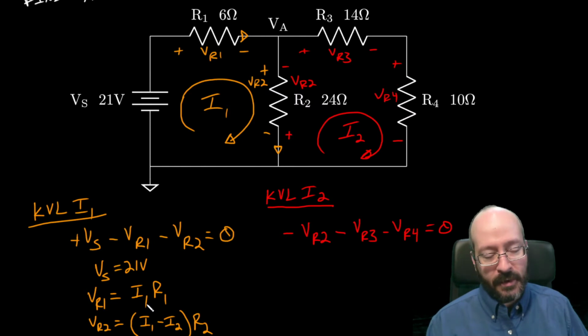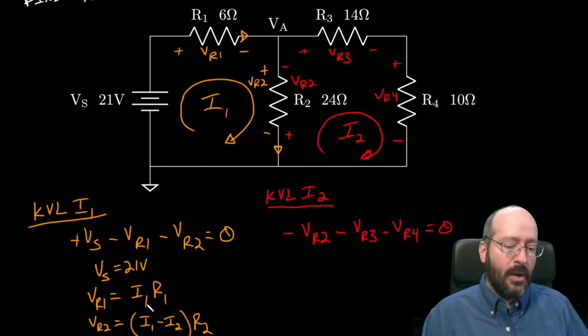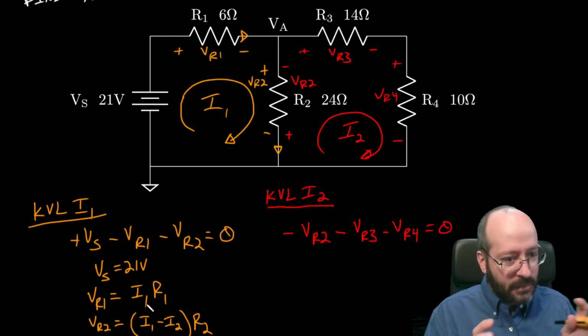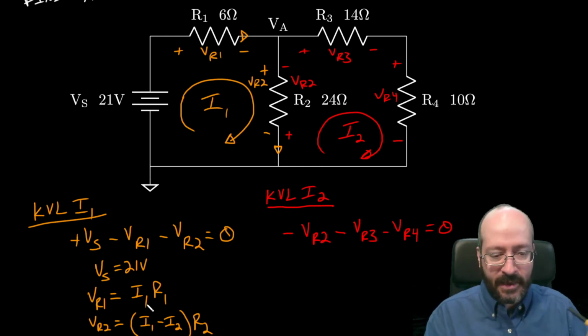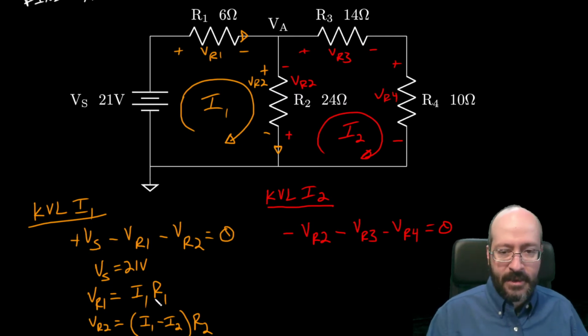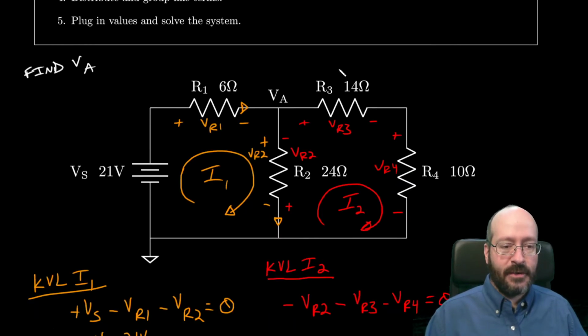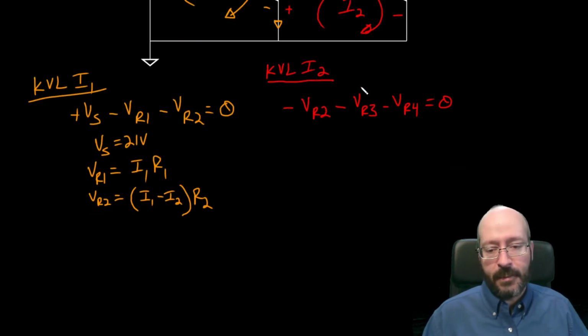Ultimately, what we're going for is a system of equations that has a bunch of constants. We know R1, we know R2, and we know Vs. Those are our constants, and we only have unknowns. So we want a bunch of numbers and our unknowns and nothing else. That's the goal here, and I think we're just about ready to do that. So use Ohm's law to express the resistor voltages in terms of the mesh currents. Now all we've got to do is plug them in.